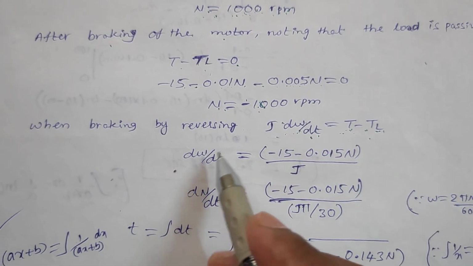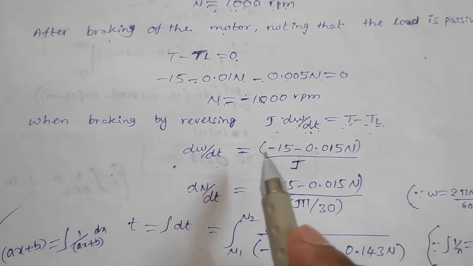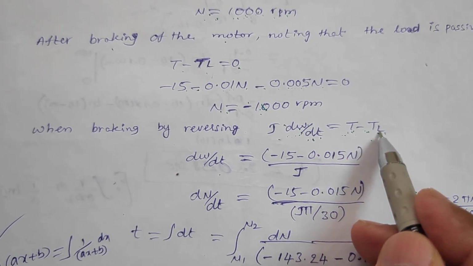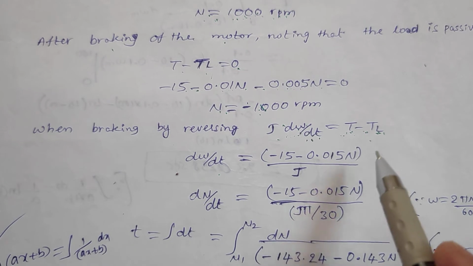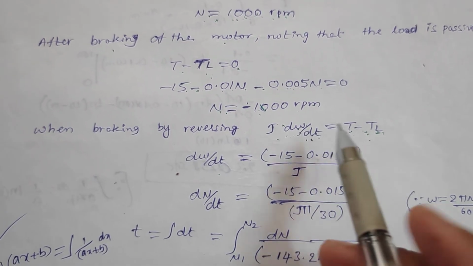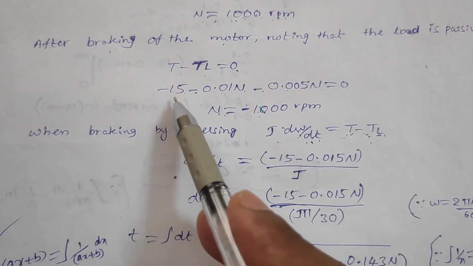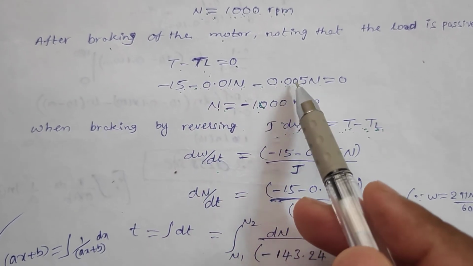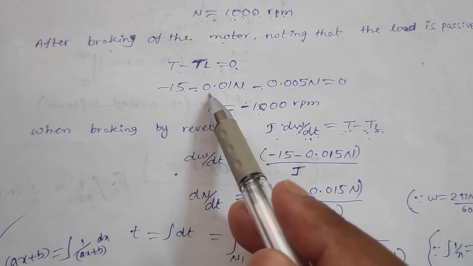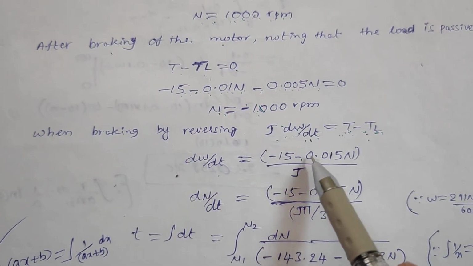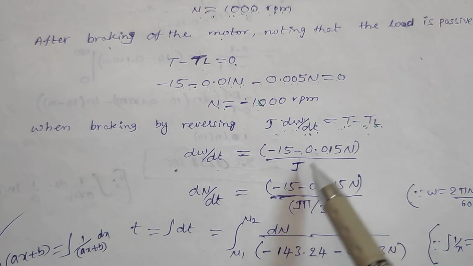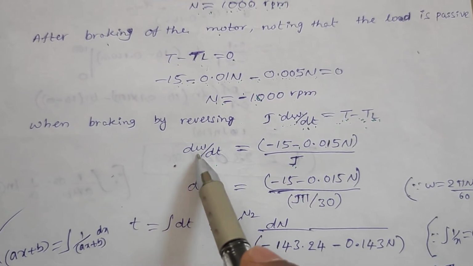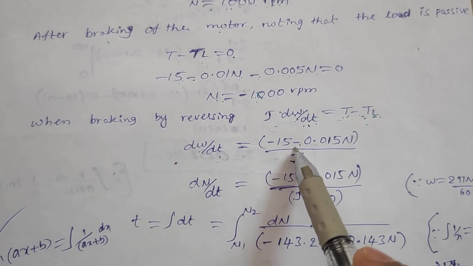So from here, J d omega by dt is equal to T minus TL. T minus TL after speed reversal is minus 15 minus 0.01 n minus 0.005 n. So it will become minus 15 minus 0.015 n, divided by J. This J will go to the other side. Now you got d omega by dt is equal to this much.